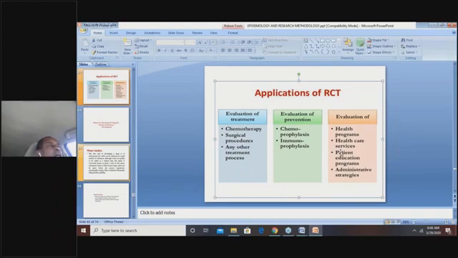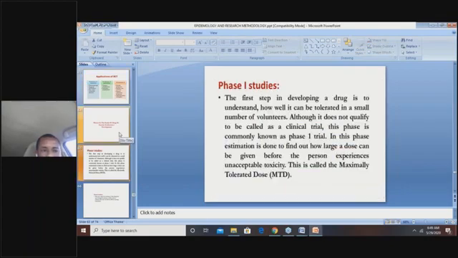Then there's also evaluation. You can use a randomized control trial to evaluate a health program. For example, we want to check whether vaccination is right in this place, whether they are vaccinated appropriately. You can also use it to evaluate healthcare services, patient education programs, and administrative strategies. So these are the areas where you can apply a randomized control trial.